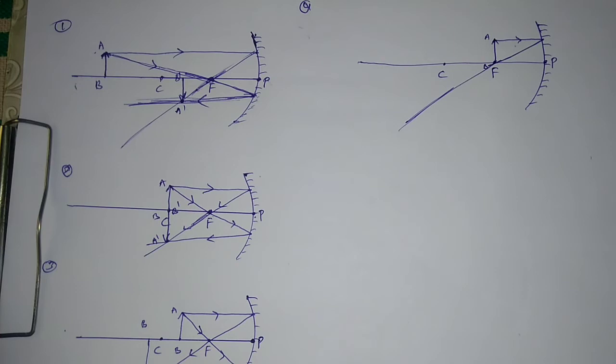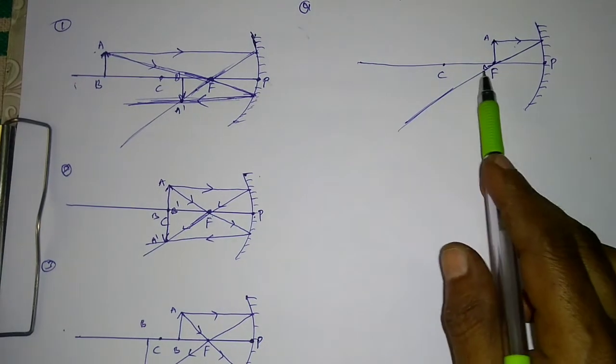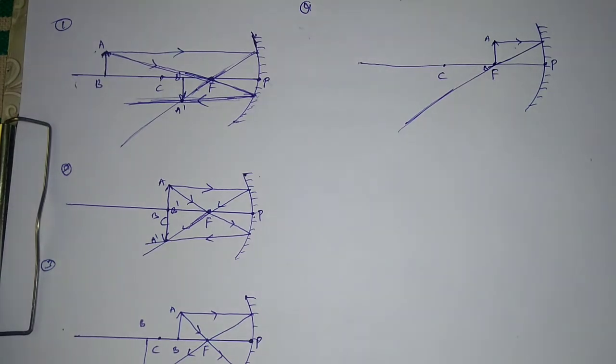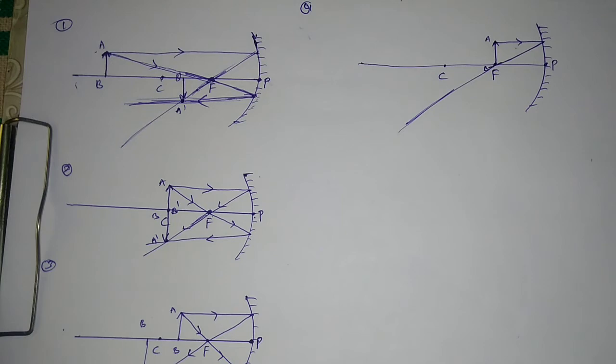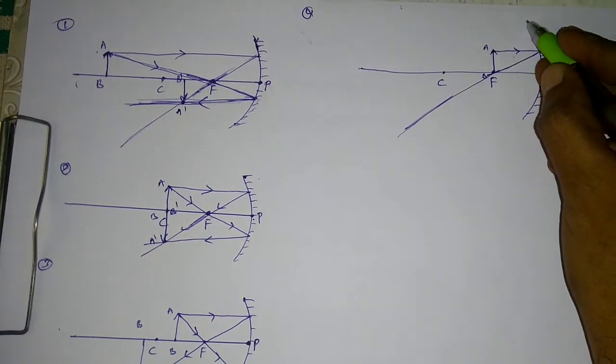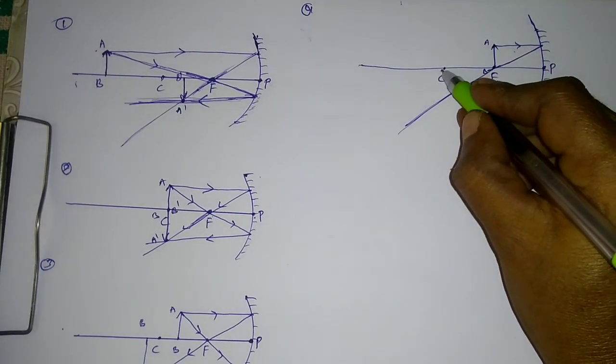Here in this particular case, passing through the focus point is not possible. That's why I am considering the third condition, which is the light ray passing through the center of curvature. Let us assume this is the center of curvature.